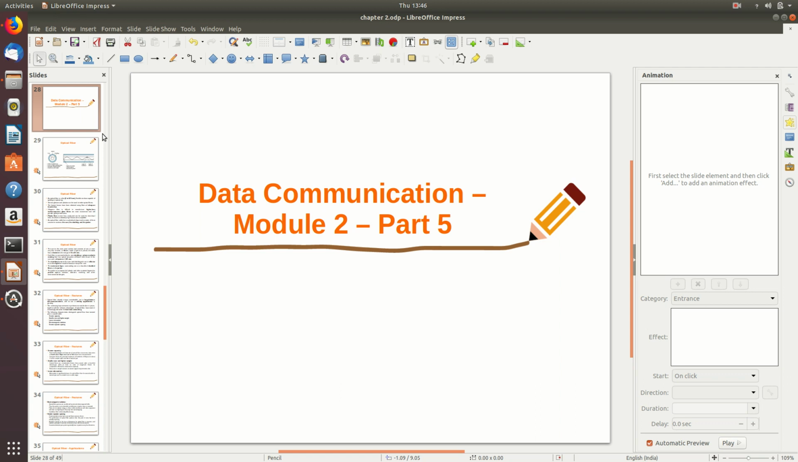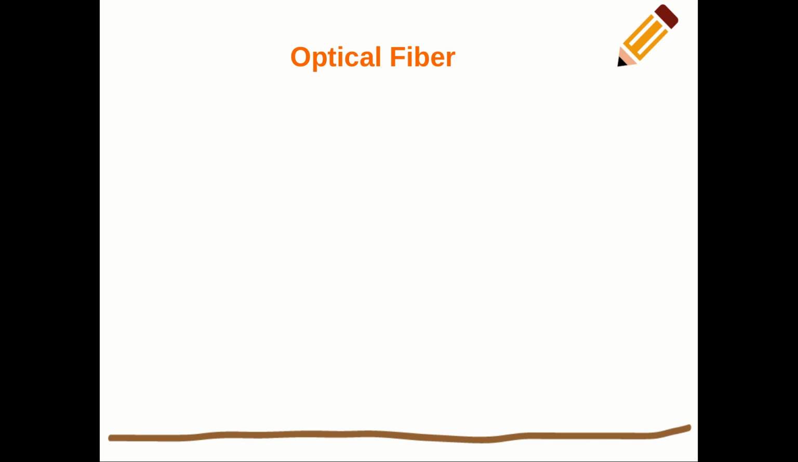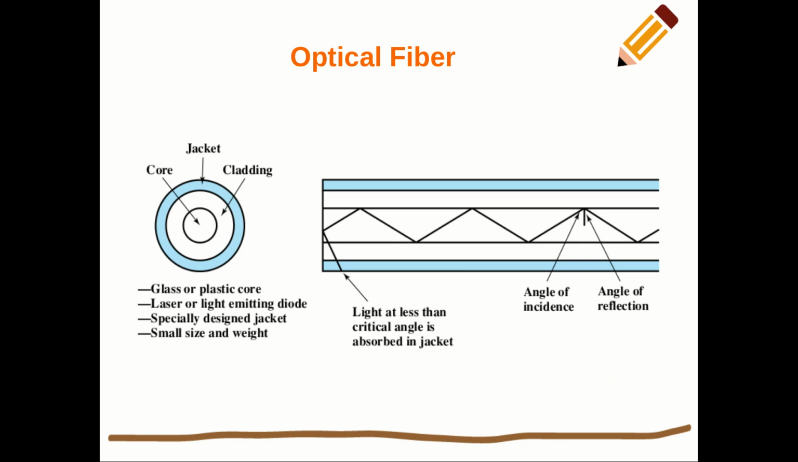Hello everyone. Right now we are in part 5 of our presentation on module 2. So we are discussing the transmission media, particularly the gated transmission media. The discussion on twisted pair and coaxial cable is over. Right now we have the third category and the most predominant gated transmission media, that is fiber optic cable. This is a pictorial representation of the cable.